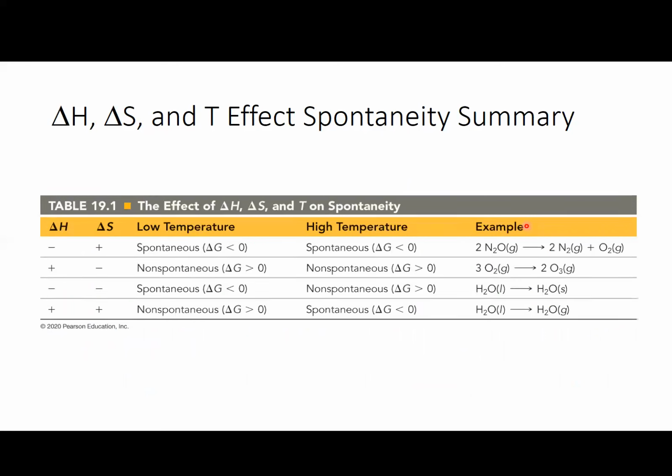So at low temperature and high temperature, spontaneous delta G. So I've got low temperatures, high temperatures. If delta H is negative and delta S is positive, this is always spontaneous. If delta H is positive and delta S is negative, these are never spontaneous. If delta H is negative and delta S is negative, this is spontaneous at low temperatures, not spontaneous at high temperatures.